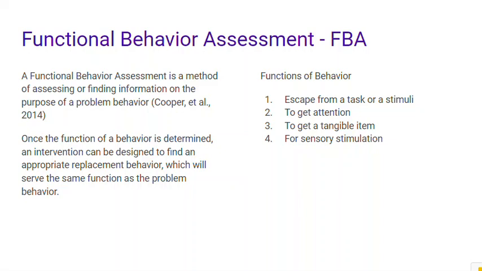There are considered to be four functions of behavior: to escape from a task or a stimulus, like trying to get out of doing your homework; to get attention; to get a tangible item, like we talked about earlier with kids wanting toys and taking them away; or for sensory stimulation. Once you have determined the function of a behavior, then you can design an intervention where you find an appropriate replacement behavior, but you have to make sure that that replacement behavior serves the same function as the problem behavior you're trying to replace.